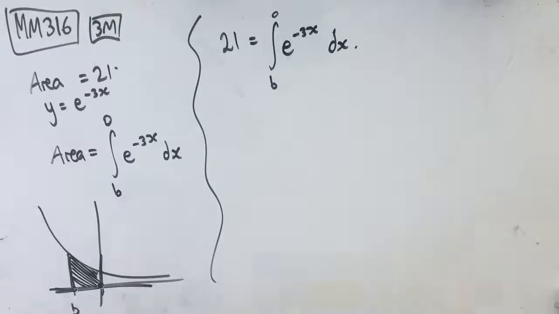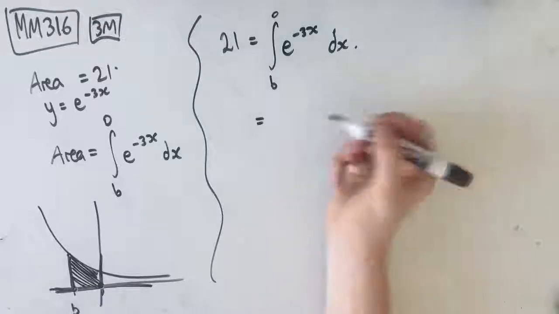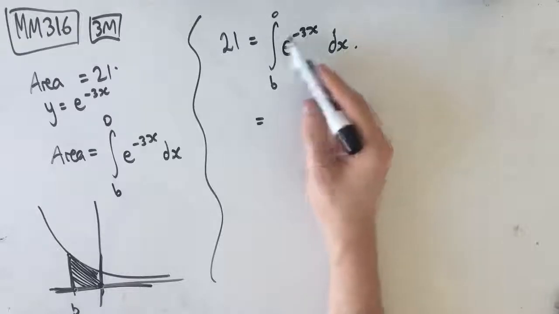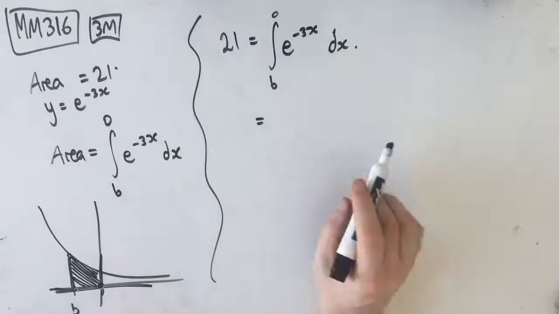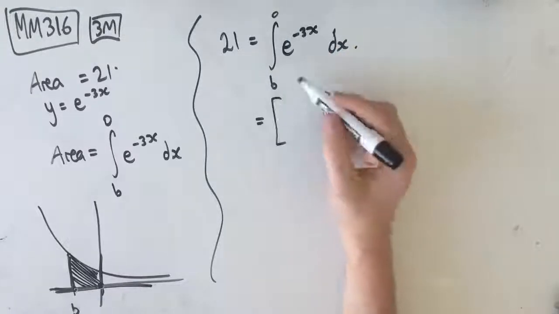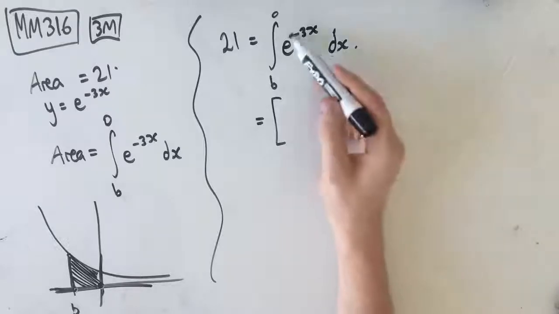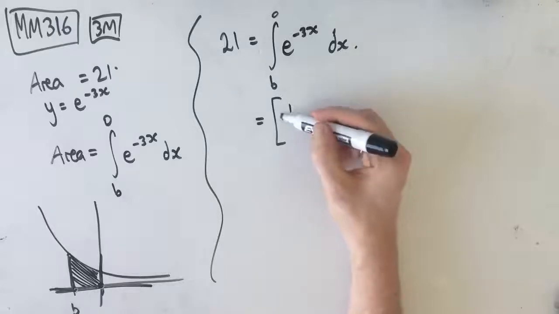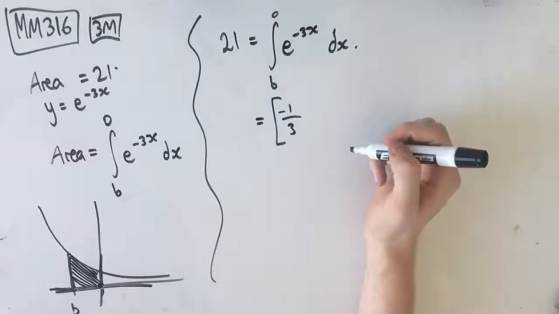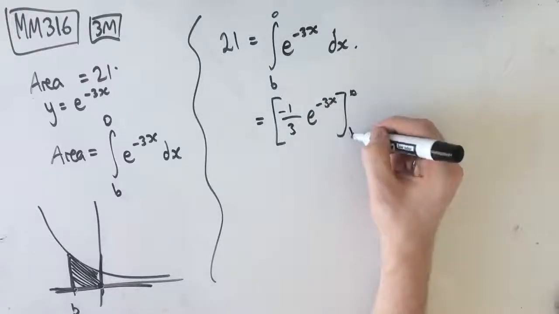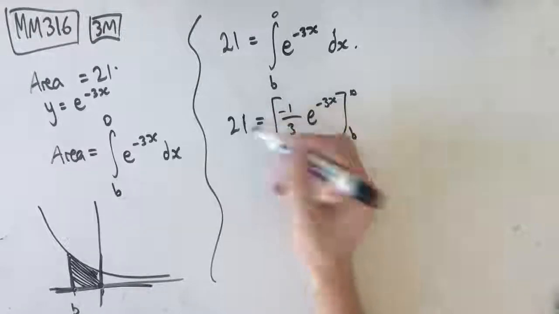Awesome. Now, where do we go from here? Well, we can just evaluate, right? We need to integrate this first. So the integral of e to the negative 3x, we take this coefficient of x, do 1 over that out the front, so 1 over negative 3, or I like to do the negative on the top, so negative 1 on 3, e to the power of negative 3x, so that just stays the same, from b to 0, equals 21, right?